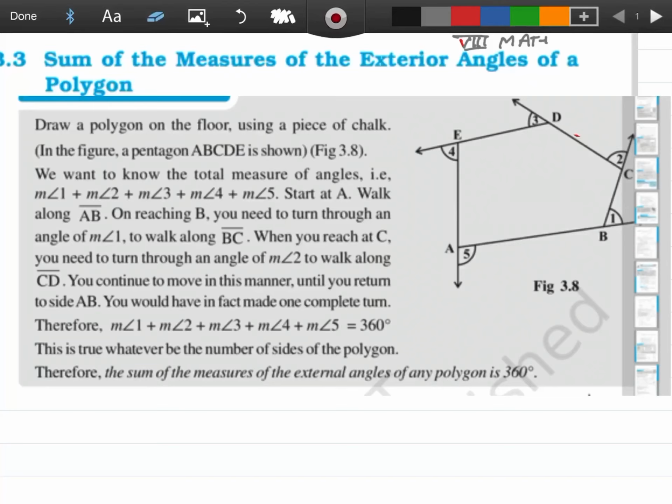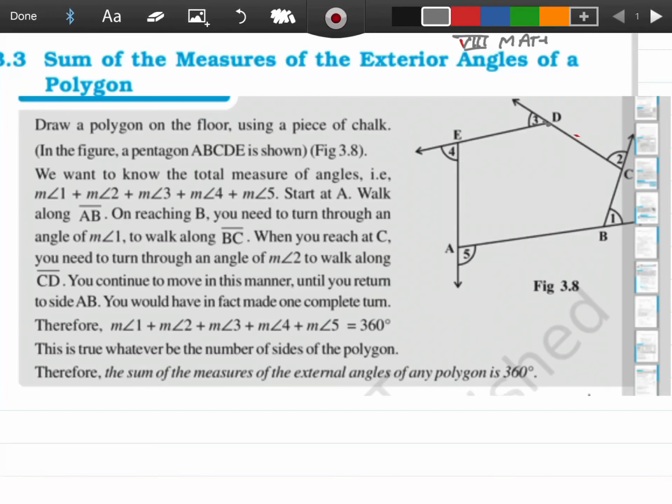So let us start moving from the point A and move along the side AB. On reaching B, to move on the side BC, we will turn through the angle 1, and on reaching the point C, to move along the side CD, we will turn through the angle 2.